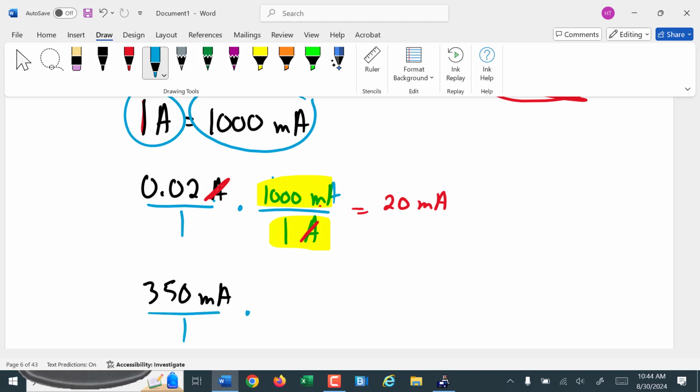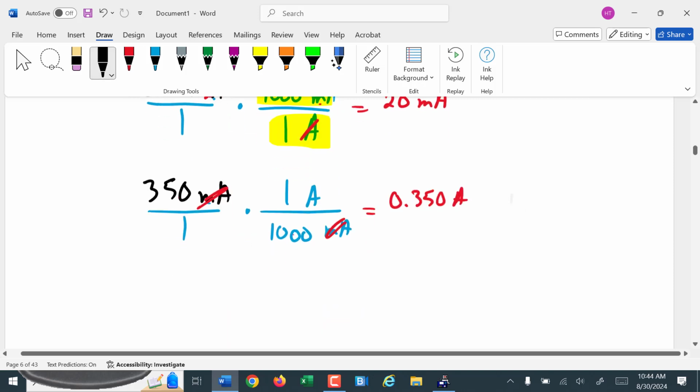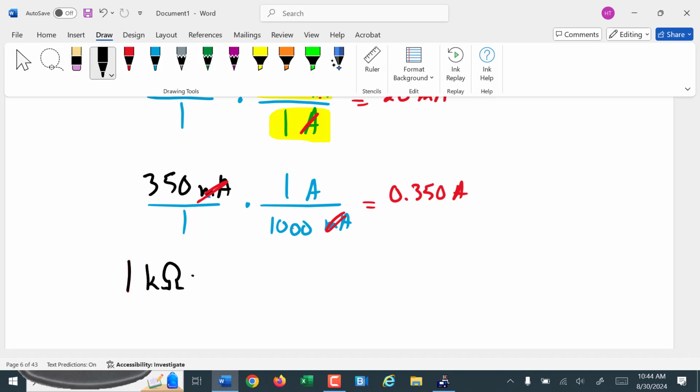If we were going the other direction, if I had 350 milliamps and I want to change it to amps, I put it over 1 and I'm going to multiply. Now we have milliamps, so I'm going to put milliamps on bottom to get rid of it. It's 1,000 milliamps equals 1 amp. The milliamps cross cancel out, and now the 1,000's on bottom, so we divide by the 1,000. So 0.350 amps.